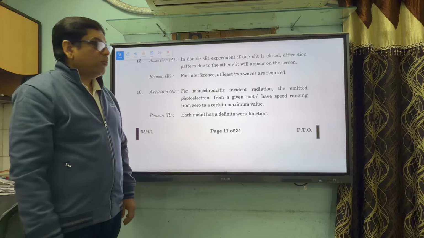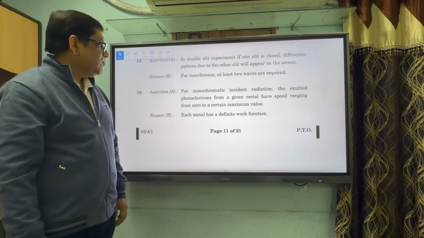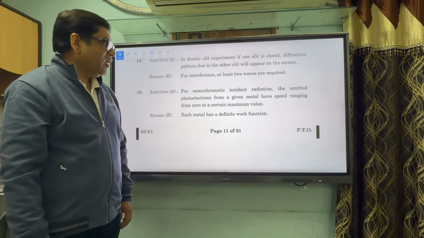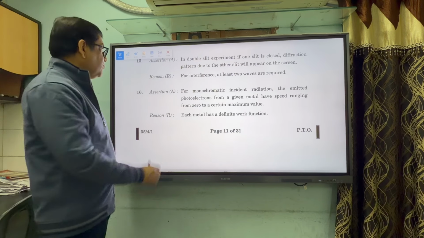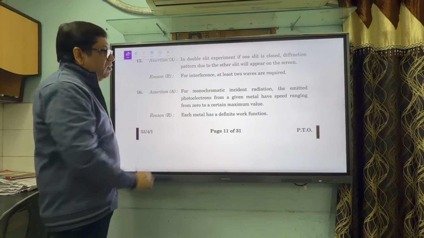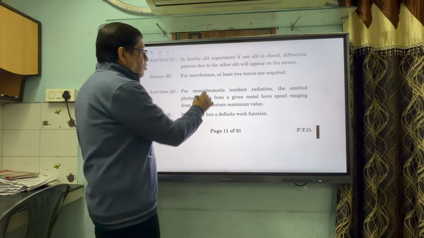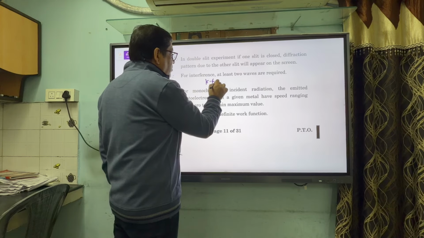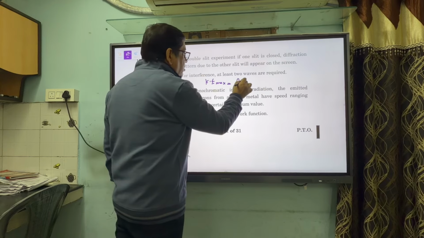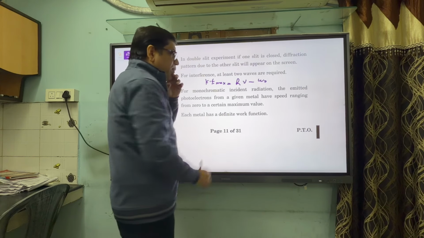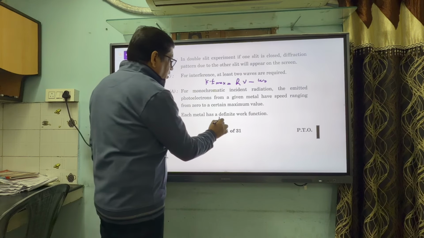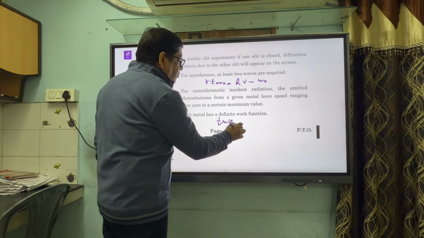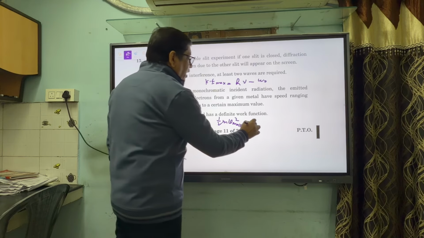Question 16. For monochromatic incident radiation, the emitted photoelectrons from a given metal have a speed ranging from 0 to certain maximum value. Okay, correct. We know that photoelectric equation is kinetic energy maximum equals h nu minus work function. Kinetic energy maximum we can also write as half m v max square equals h nu minus work function.